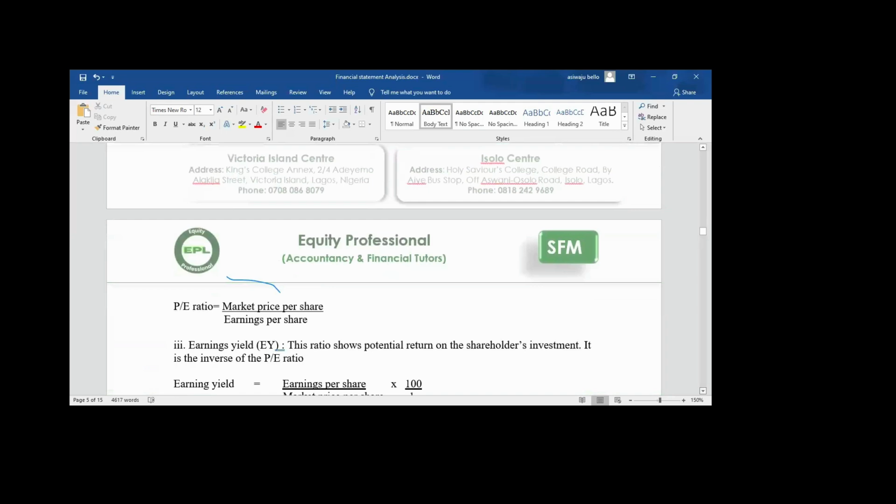It also means that that company is likely to generate higher earnings at a future period. But if you have a low figure, it's an indication that that company is not doing well. That company is not likely to make sufficient profit at a future period.